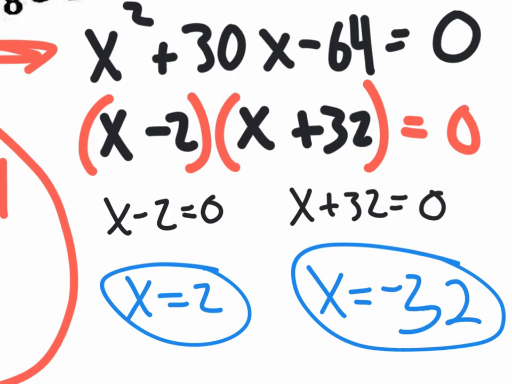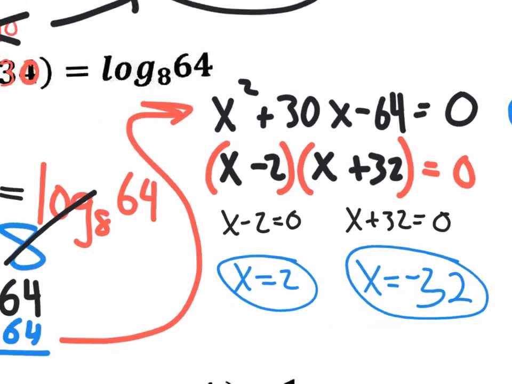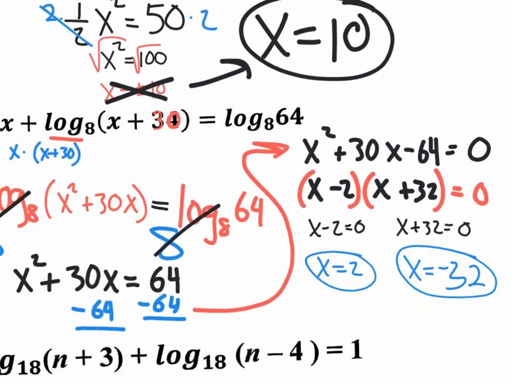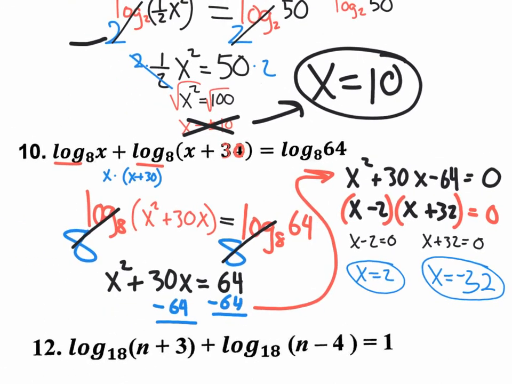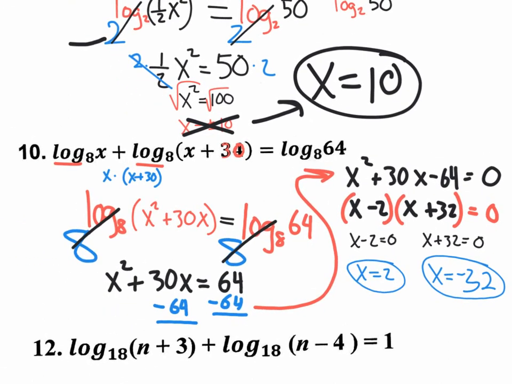Anyway, we still need to double check and make sure we don't end up with negatives inside logarithms. Now, if we look at the answer, negative 32, when I plug it in right here into the x, that'll give you a negative inside a logarithm, so this is an extraneous solution. Does not work. The only real answer is x equals 2.